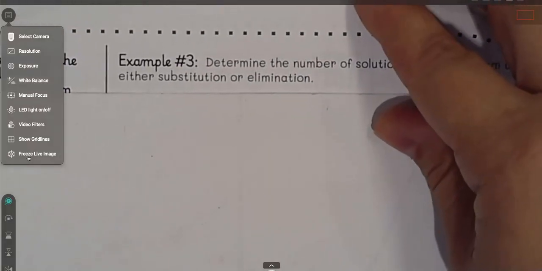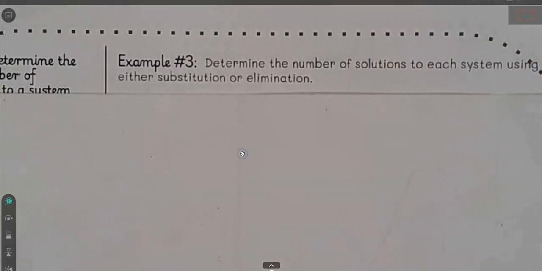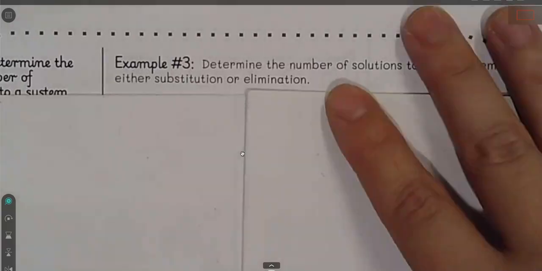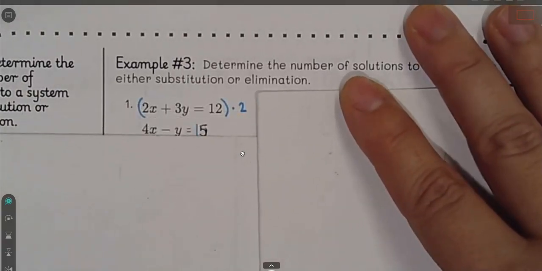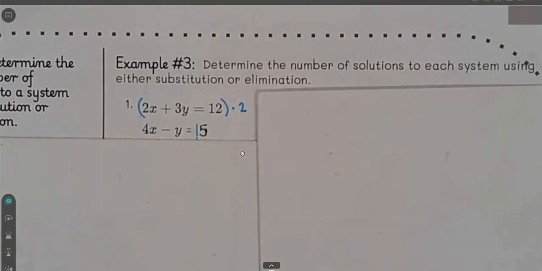Okay, example number 3. Ladies, quiet down, please. It says determine the number of solutions to each system using either substitution or elimination. I'm going to do the first one for you, and then I'll let you do the next one. For these problems, you do not need to solve them all the way. That would take a long time.